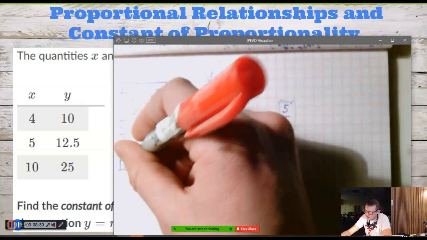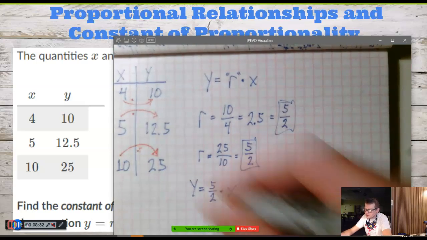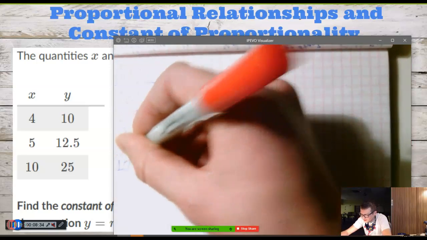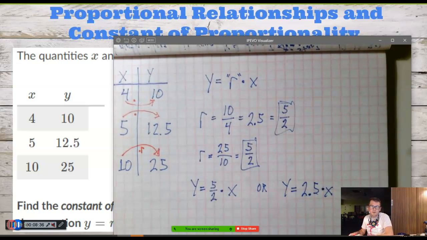Does anyone have any questions? Sorry, this is an R, right? It's always times that R or that K or whatever we're using. So guys, we switched from using K to using R, and I wanted to do that on purpose because that happens. We switch what letter we call the constant of proportionality.